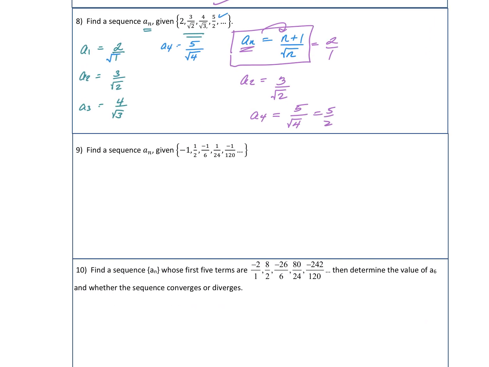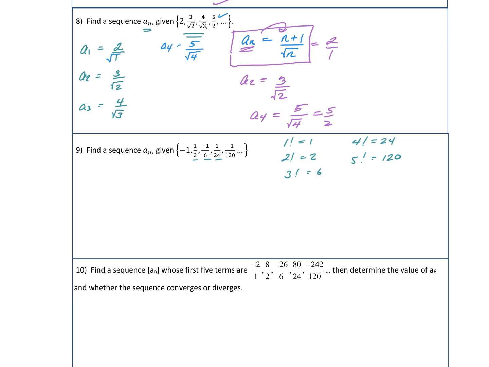This one is a little bit more tricky, but as we spend more time in this class on factorials, you'll notice that these are factorials. 1 factorial is 1, 2 factorial is 2, 3 factorial is 6, 4 factorial is 6 times 4, which is 24. 5 factorial is 24 times 5, which is 120. So just be familiar with those values.